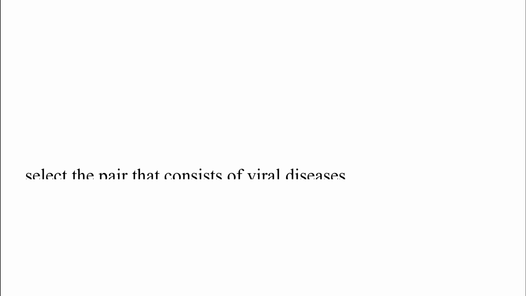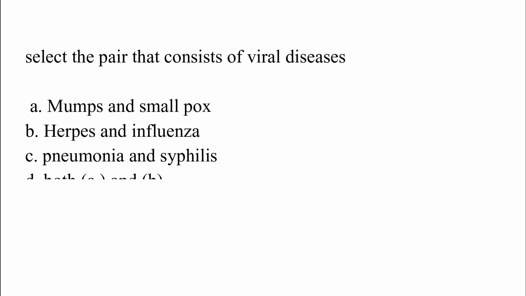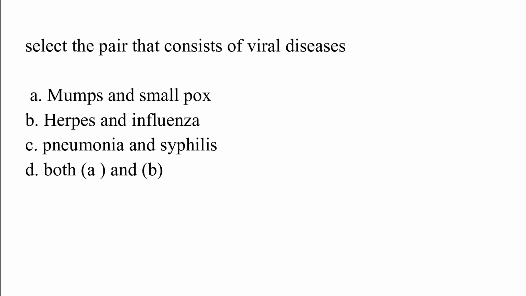Select the pair that consists of viral diseases. Option A, mumps and smallpox. Option B, herpes and influenza. Option C, pneumonia and syphilis. Option D, both A and B. The correct answer is option D, which is both A and B consist of viral diseases.